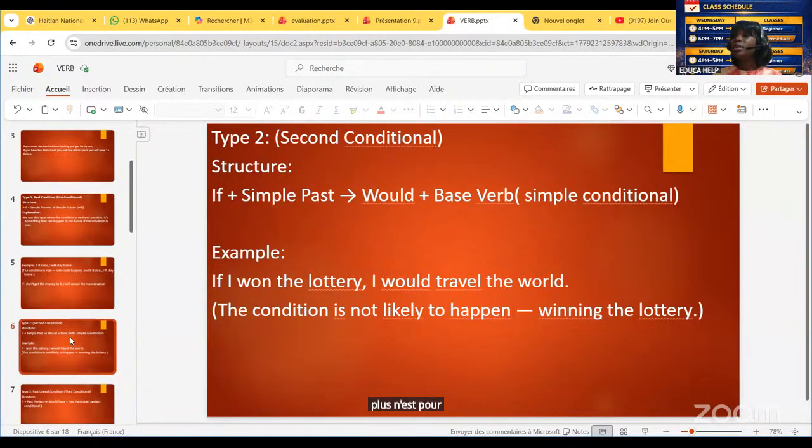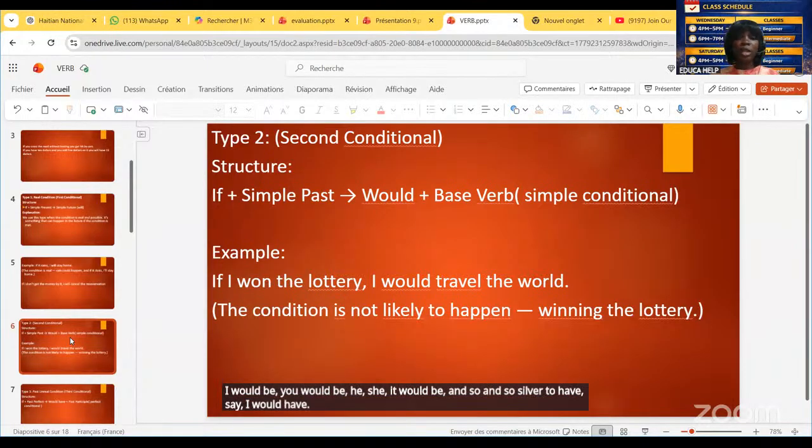For example, if the verb is to be, in the conditional I'm going to say I would be, you would be, he, she, it would be, and so on. If it's the verb to have, I'm going to say I would have, you would have, he, she, it would have.